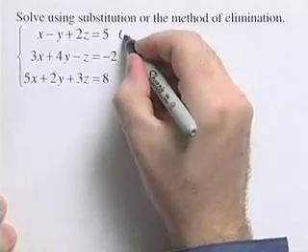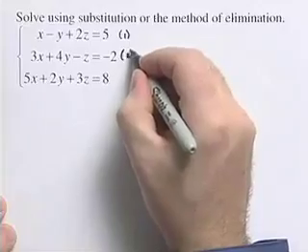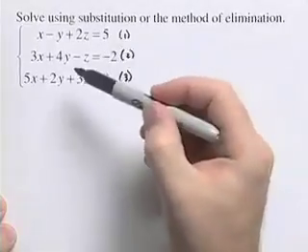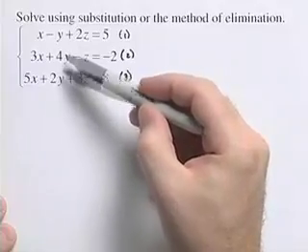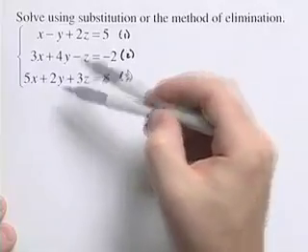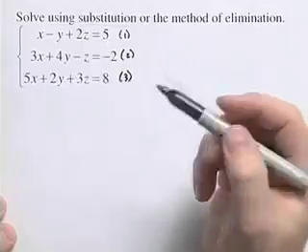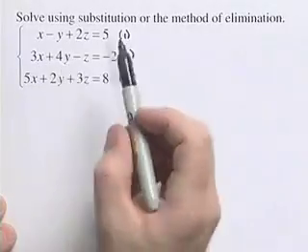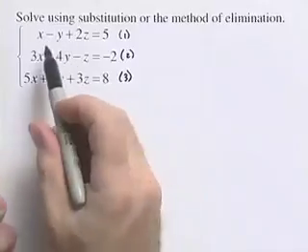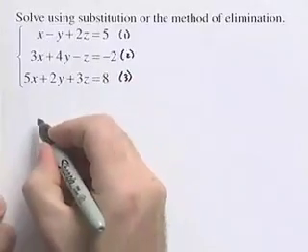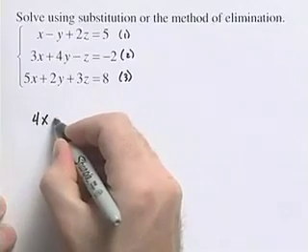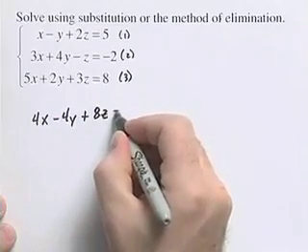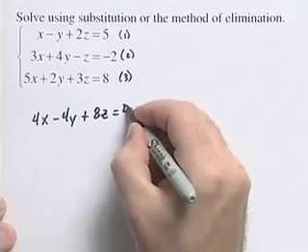We number our equations. We'll call this equation 1, this is equation 2, this is equation 3. First thing we want to do is eliminate the variable y from the second and third equations. We're going to use our first equation to do that. To eliminate the variable y from the second equation, we're going to first multiply equation 1 by 4. So we'll have 4x minus 4y plus 8z equals 20.